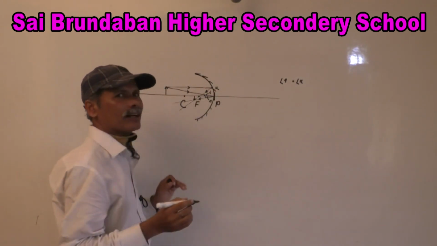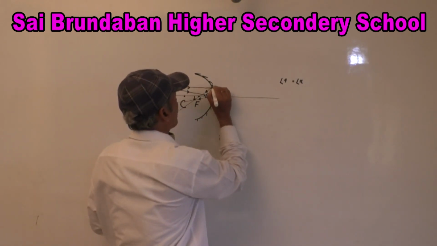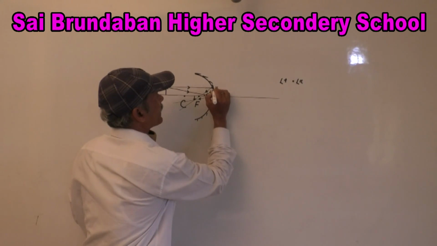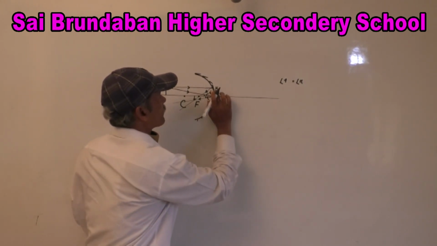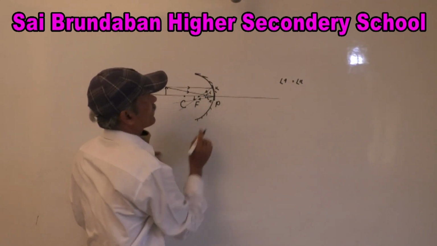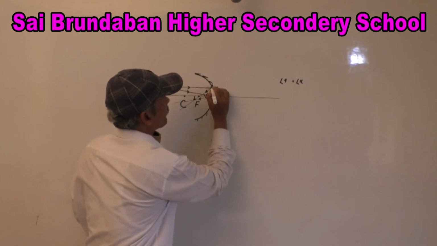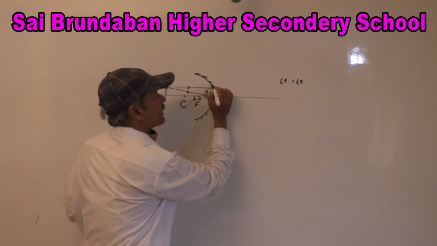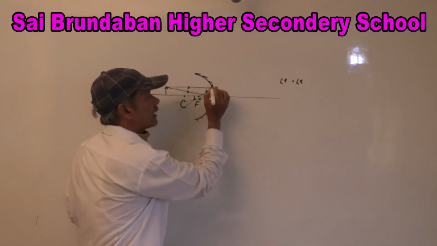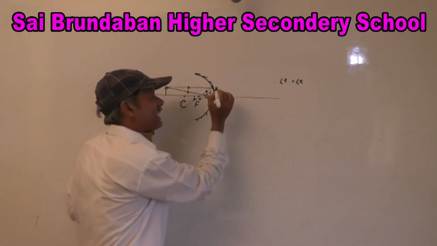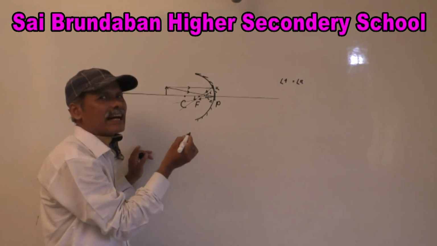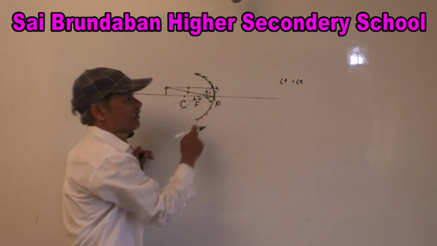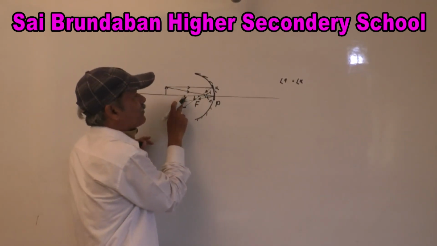So now let's draw another tangent. This is a small tangent drawn here at K. It was drawn before at P. Now here is another tangent drawn at K. K is another point of incidence where the parallel incident ray strikes the reflecting surface. Now you join the center of curvature to that point.